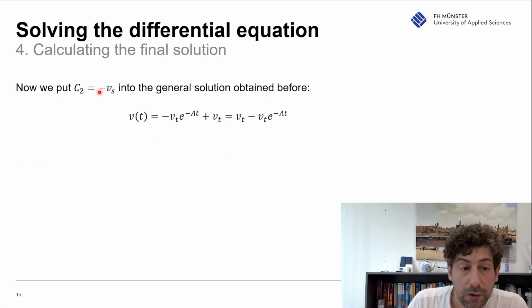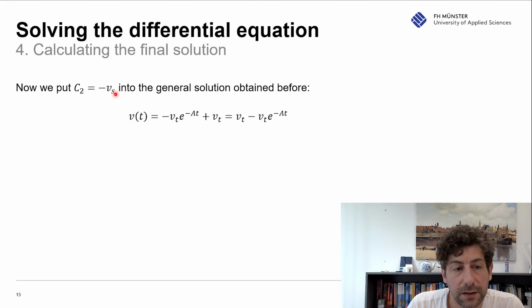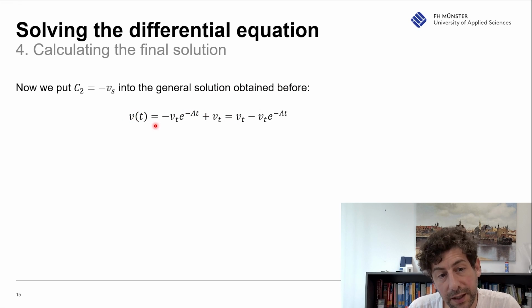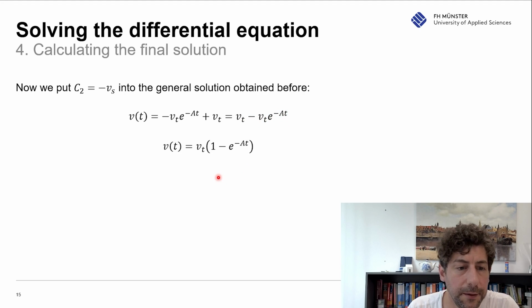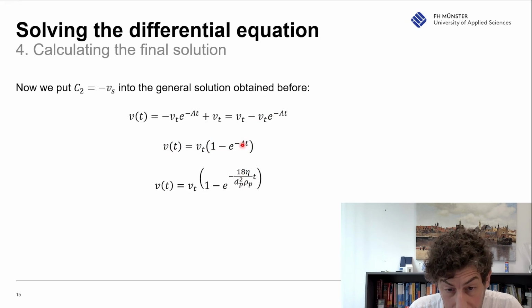So now we put c2 equals minus vt, not vs, vt, into the general solution obtained before. And then we can write vt equals minus vt multiplied by e to the power minus at plus vt. And this is the same as we just switch the positions, right? Vt minus vt multiplied by e to the power minus at. And then we take it out of the brackets, and then we get this expression here, right? So the v goes out of there. And then we know what a is, and this means we put the a in here.